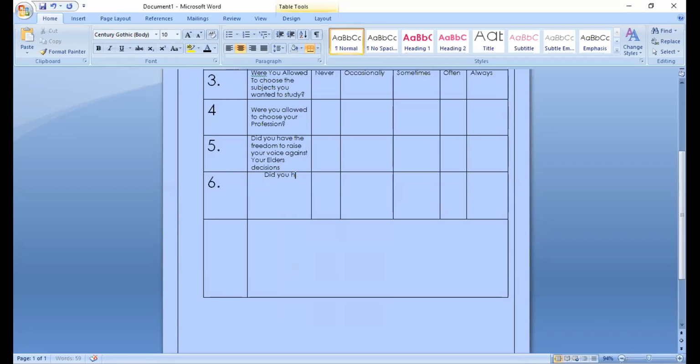Don't forget your question mark. Did you have the freedom to raise your voice against your elders' decisions? Very good, Mehran. Swasti is also doing it. Braj is also doing it. Okay. I can't see Dhyan. Dhyan, are you there with your questions ready? Minimum 15. Also your general questions, Dhyan.